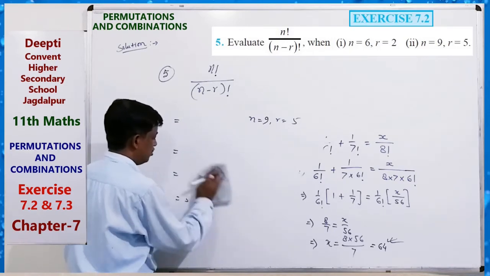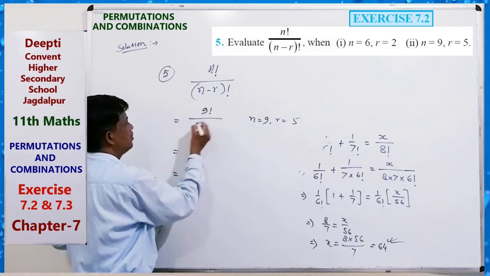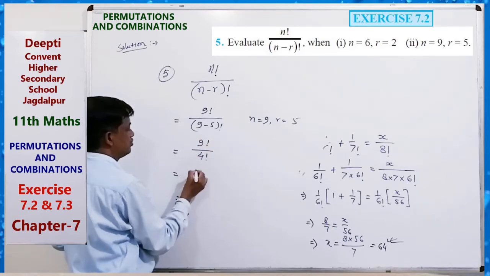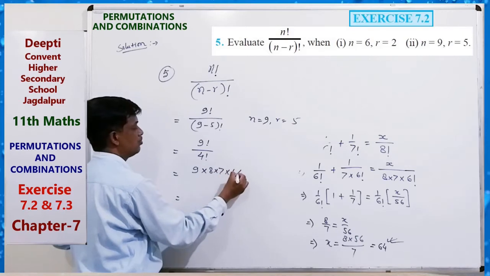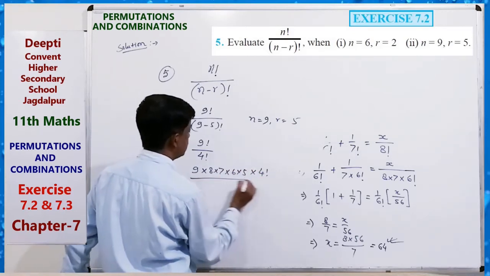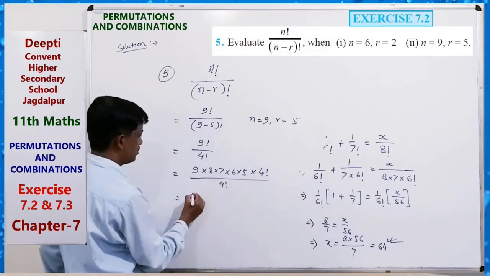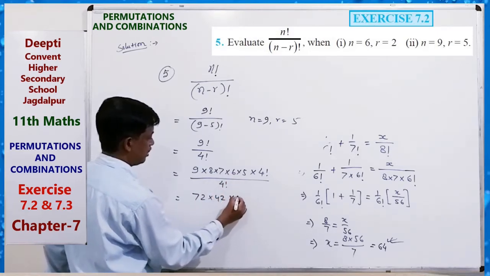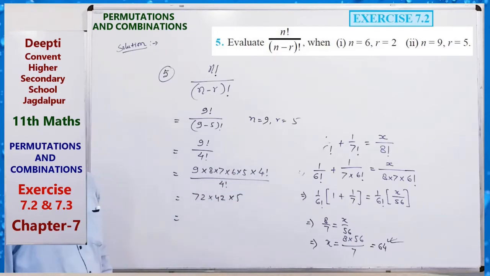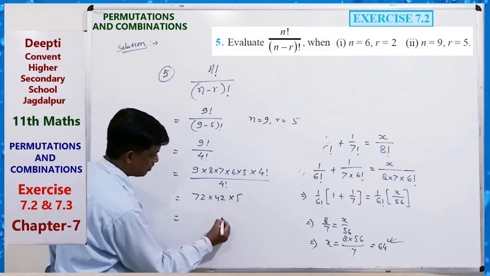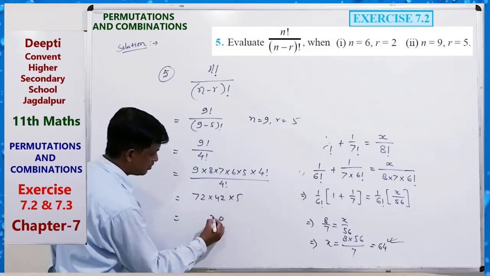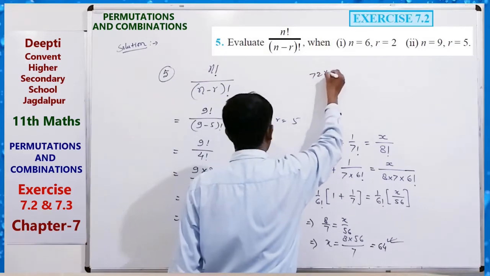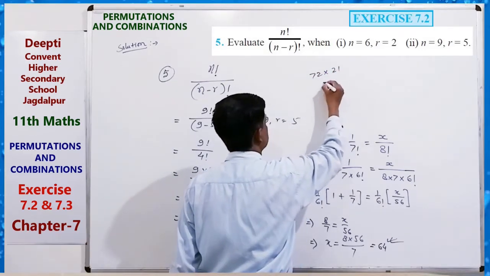What will be the value of the second? Here 9 factorial upon 9 minus 5, so 9 factorial upon 4 factorial. We can write 9 into 8 into 7 into 6 into 5 into 4 factorial upon 4 factorial. The 4 factorial cancels, and we multiply the rest: 72 into 21.